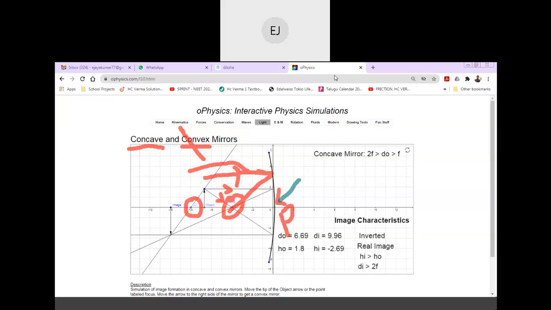There is one more term. The distance between the pole and focus, we call it focal length. We indicate it with small f. Focus, we indicate it with capital F. We also say focus or principal focus, both are the same.